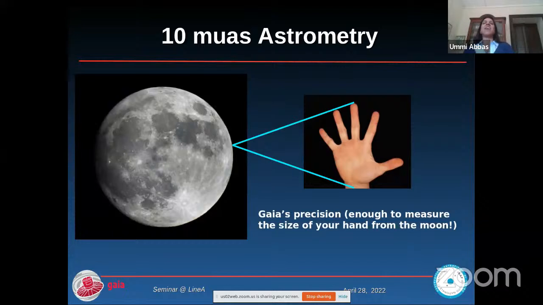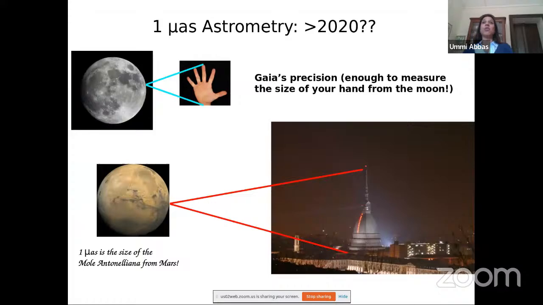Such high precision allows you to do very interesting things, even relativistic deflection experiments, which is one of the things that I will focus on towards the end of the talk. And also exoplanet science and orbital solutions from there. Such high precision astrometry is really very, very useful.